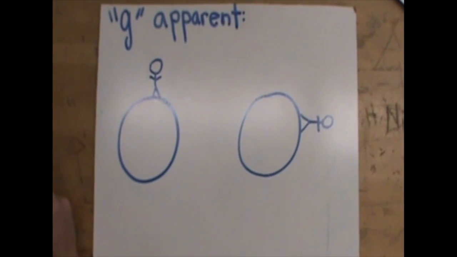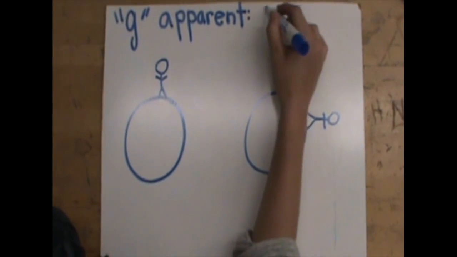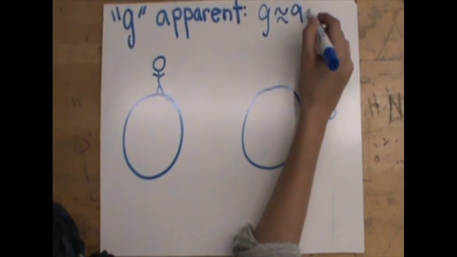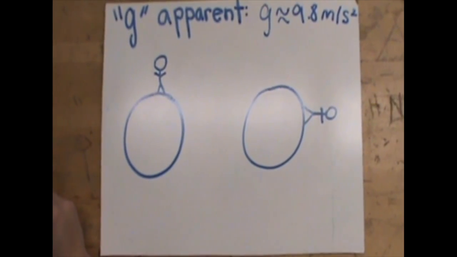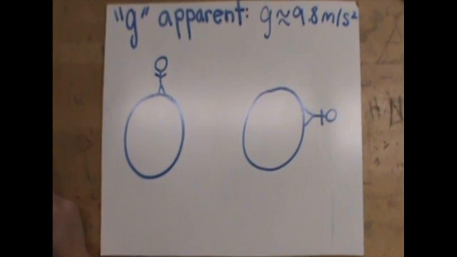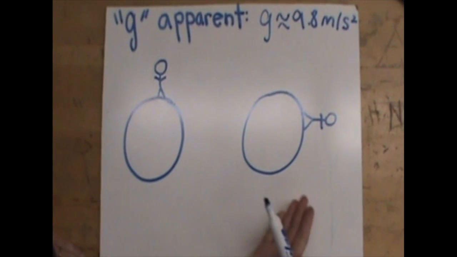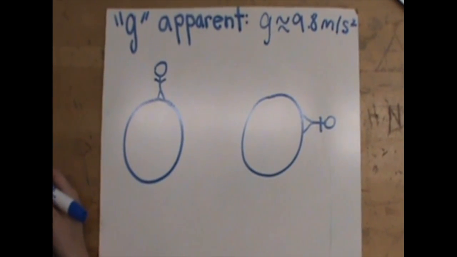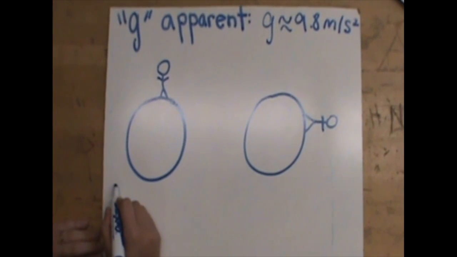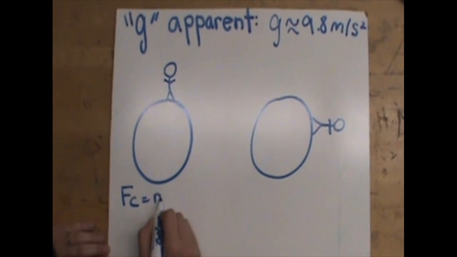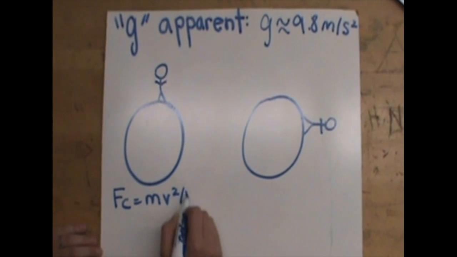More than just elevation affects little g, however. Little g is approximately equal to 9.8 meters per second squared. G apparent is the g that we feel. In reality, g varies with your position on the planet. Imagine the Earth as a perfect sphere that rotates at a constant speed. We know that centripetal force, Fc, is equal to mv squared over r.